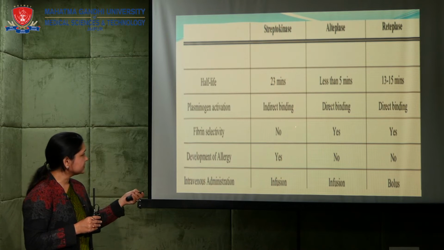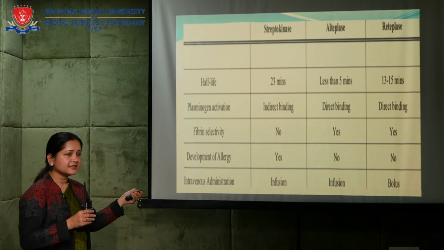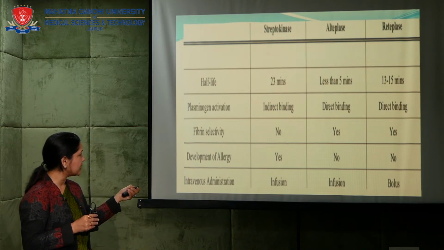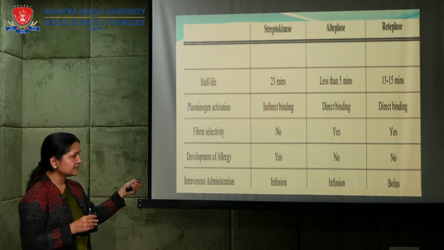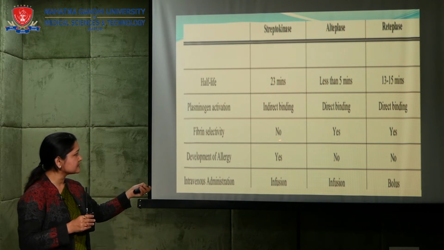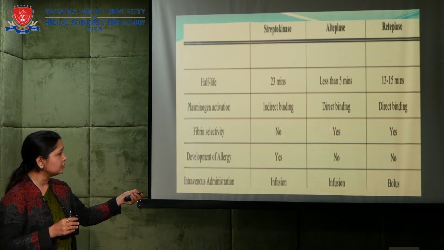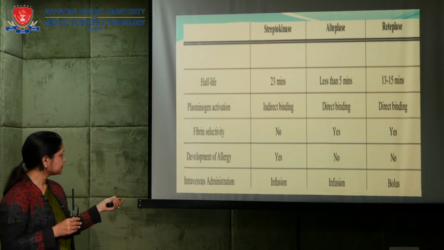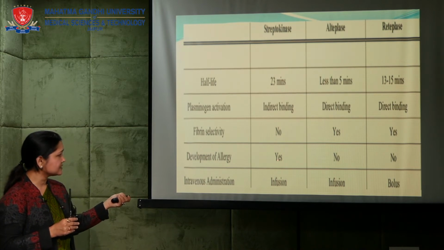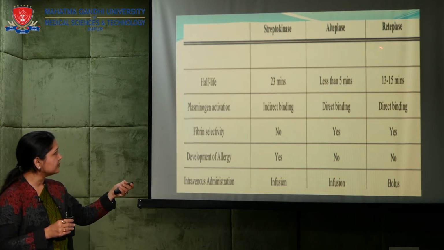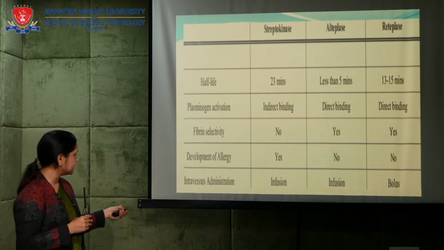Now there is no fibrin selectivity with streptokinase, whether the fibrin is bound to the thrombi or not bound, it causes fibrin dissolution, while the recombinant drugs act only on the plasmin which is bound to the clot. There is a chance of development of allergy with fibrinolytics like streptokinase, but it is not there with the recombinant forms like alteplase, reteplase or tenecteplase.